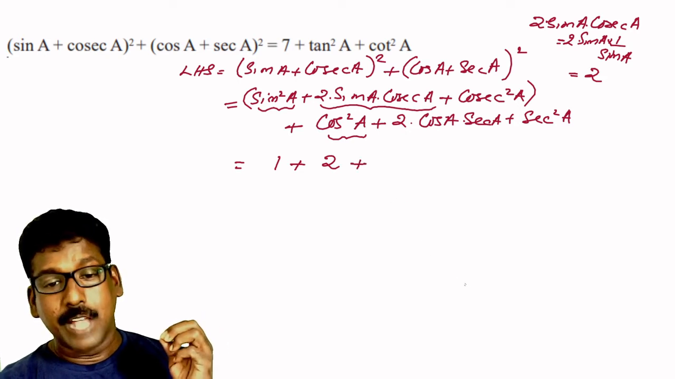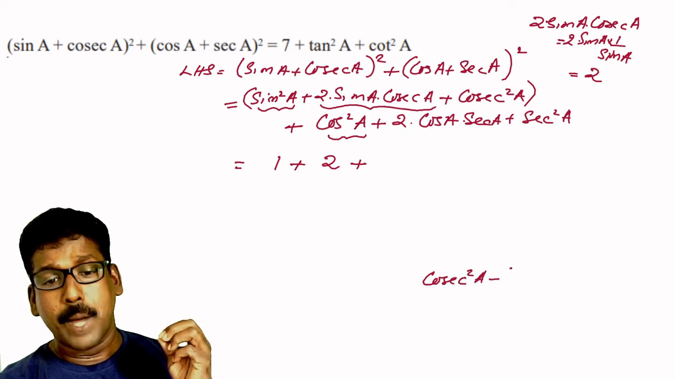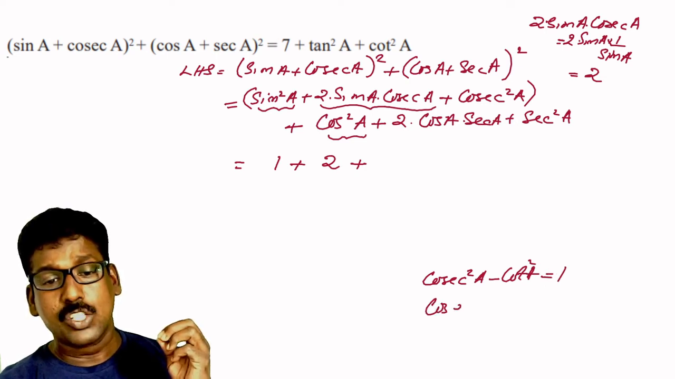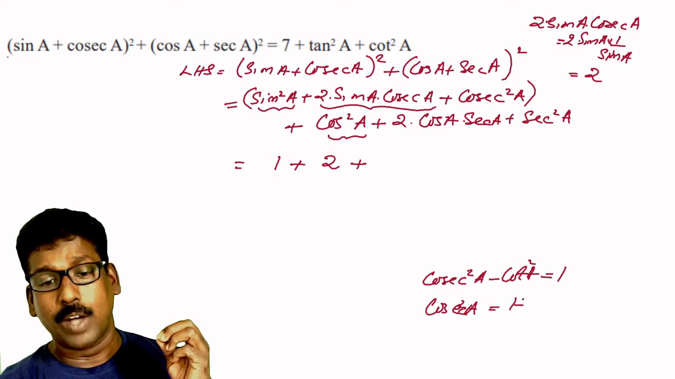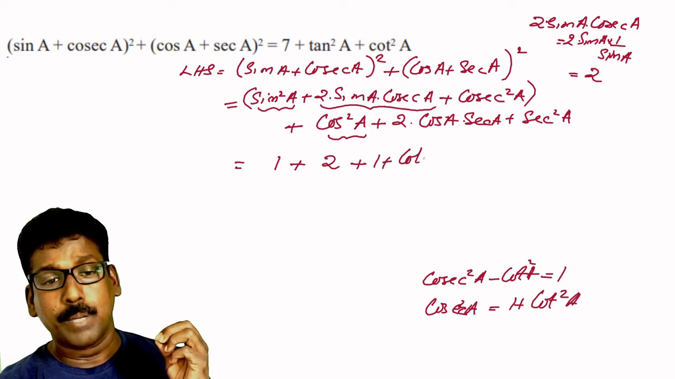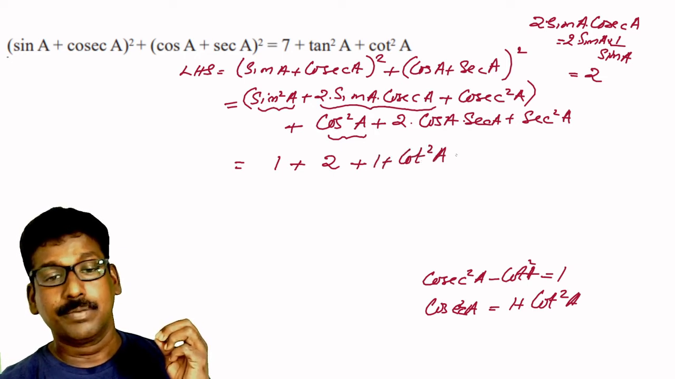There is an identity, that is cosec square a minus cot square a is equal to 1. If it is so, cosec square a you can write as 1 plus cot square a. So here that you can write as 1 plus cot square a.